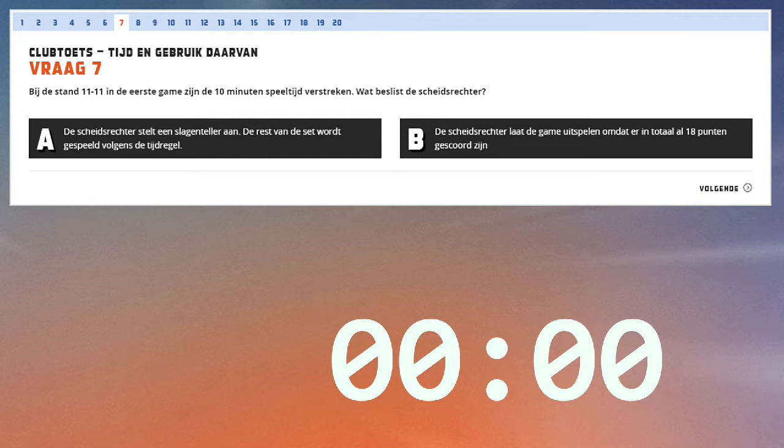A. The referee will appoint another person to count the returns, and the rest of the set will be played according to the expedite rule. Or B. The referee will let the game continue because there was not a total of 18 points. There was already more than 18 points scored, so the time rule does not apply. So A, the referee will activate the expedite time rule, and B, no, the referee will not do that because already more than 18 points are scored.